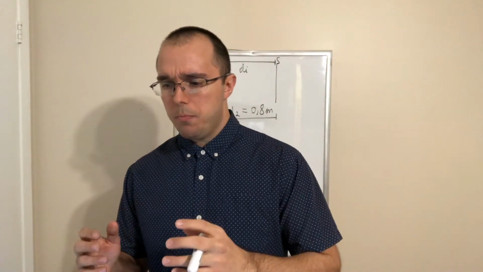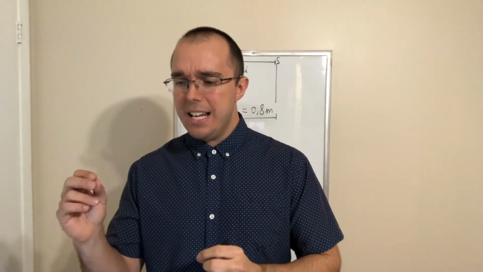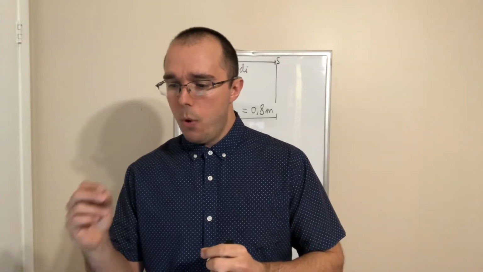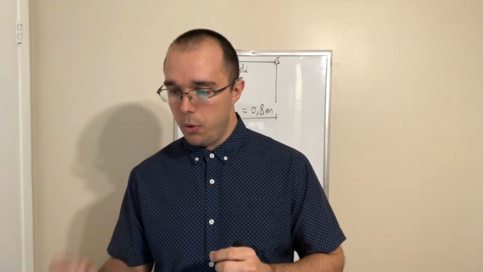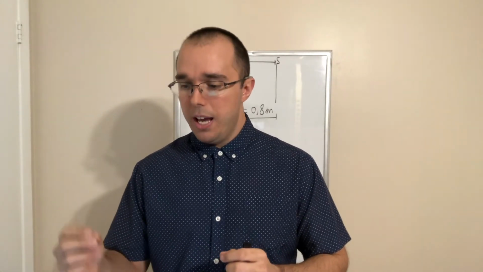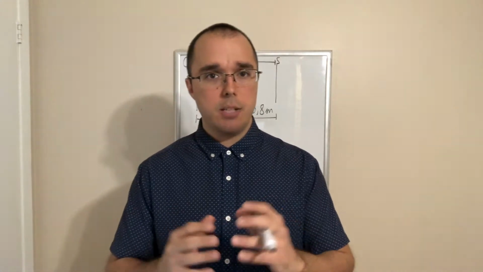Question 102. A light bulb is placed 80 centimeters away from a screen. Where should we place a converging lens if we want to obtain a clear image on the screen? Given that the focal length is equal to A, 10 centimeters, and B, 20 centimeters. We will see that we have a lot of algebraic steps here.